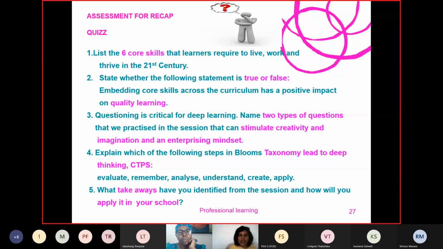And it's always important as part of our learning to recap. This is a practice that is used in pedagogy to embed the learning and to see where the key learning points have been transferred. So this is what we're going to do. As you can see on the screen, I have here assessment for learning or assessment for recap, and I have a short quiz with 5 questions, and you're going to have 5 minutes.